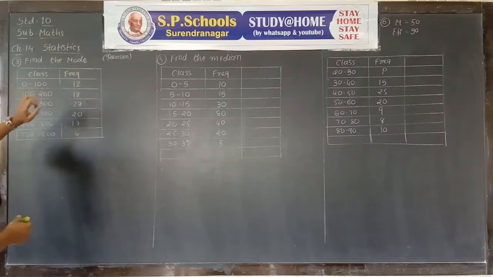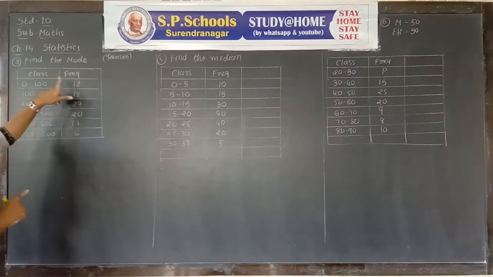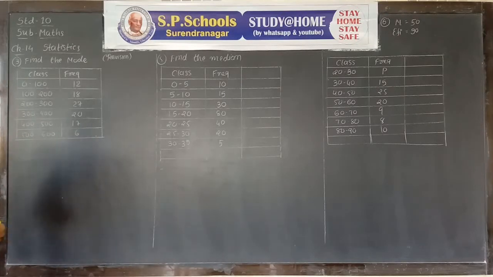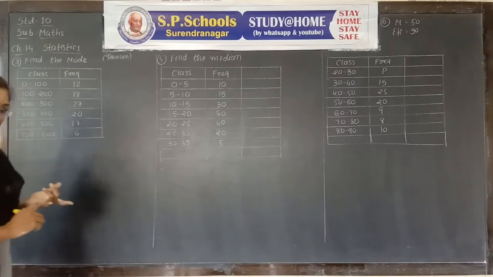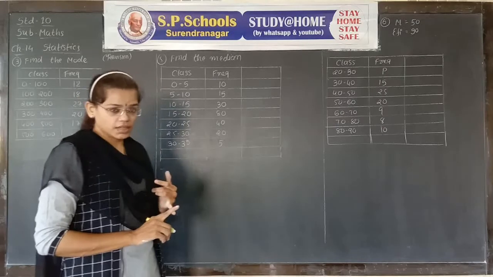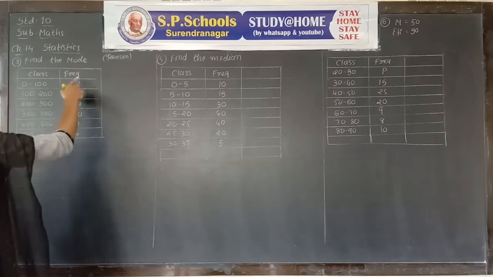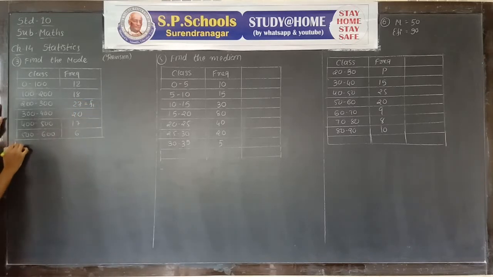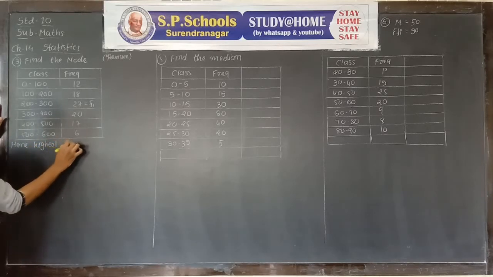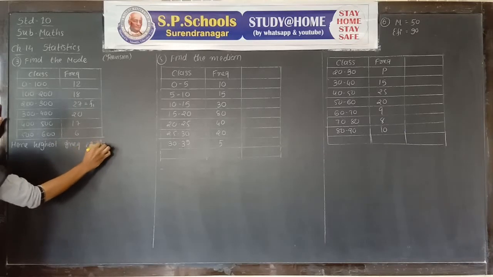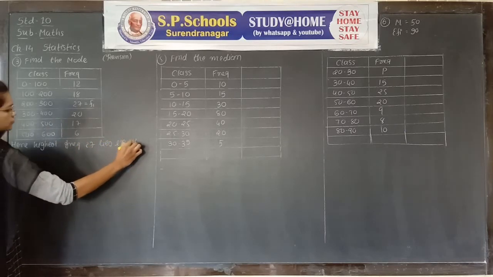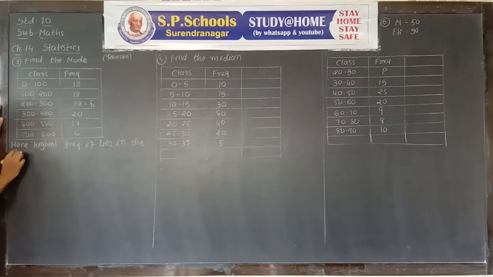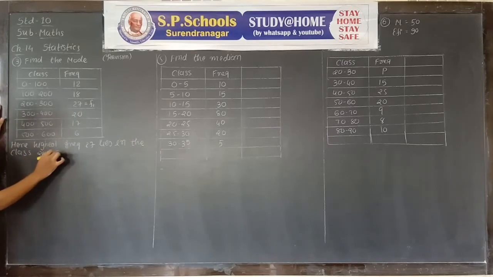Find the mode. Now one sum regarding the mode, where the classes and frequencies are given. Here the classes are in continuous form, which is compulsory in mode and median. The given class distribution is in continuous form. First of all, find the highest frequency, 27. It is called F1. Here the highest frequency 27 lies in the class 200 to 300.